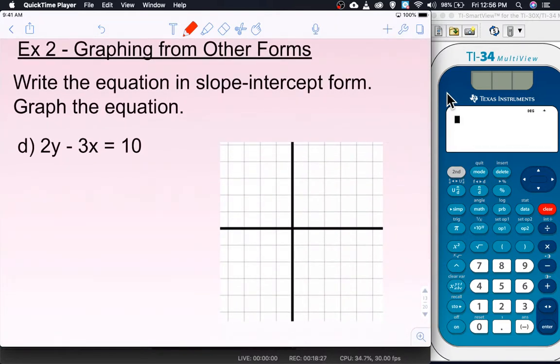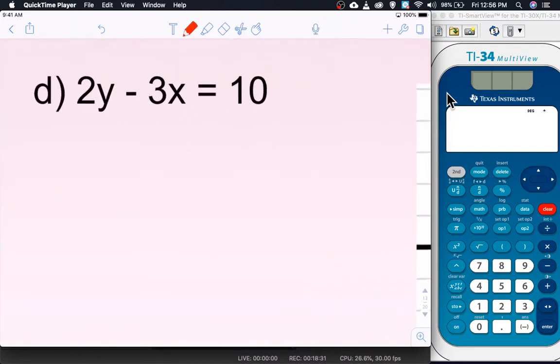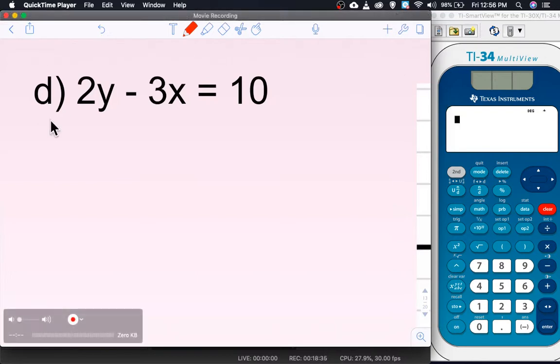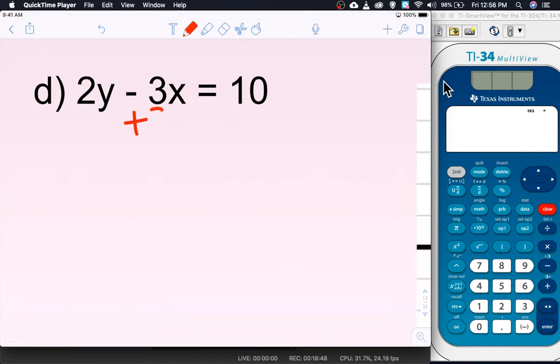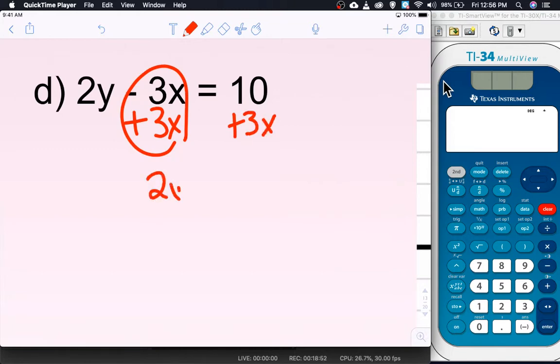Okay, another one for me here, letter D. So I'm going to start by solving for y first. They try to be tricky. Usually the x is on the left-hand side and the y is on the right. They switch it up. If I'm solving for y, I'm not going to subtract 2x on both sides. I'm going to get rid of this minus 3x, so I'm going to add 3x. 2y equals 3x plus 10.